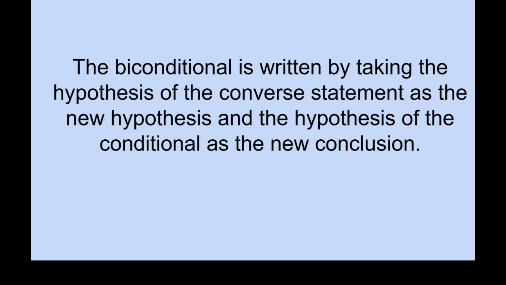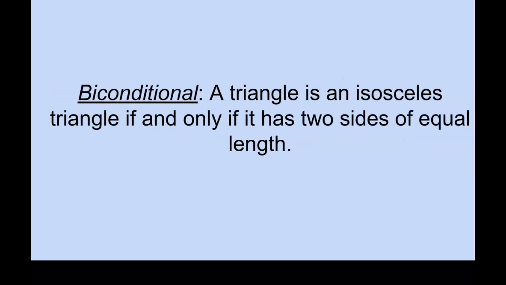You're going to take both of the hypotheses and you're going to form the biconditional. All right, so if you take the hypothesis of the converse, it is a triangle is an isosceles triangle, and then the hypothesis of the conditional, and you would get has two sides of equal length. So when we write that, a triangle is an isosceles triangle if and only if it has two sides of equal length. Okay, I know that was really wordy. We're going to do a couple more examples.